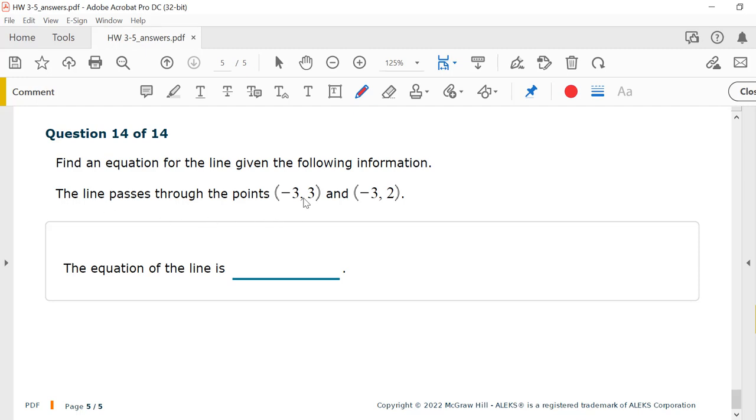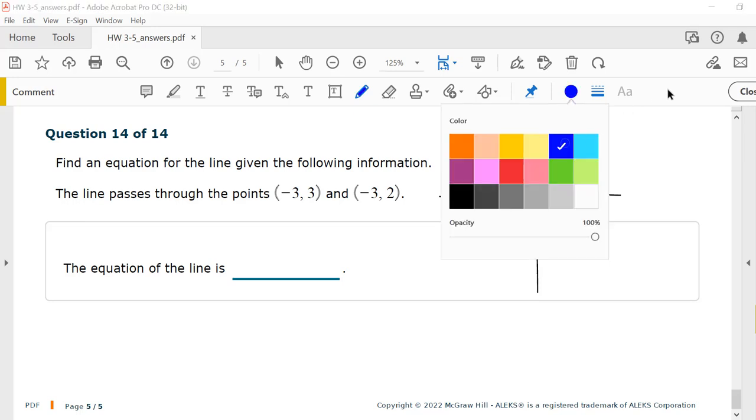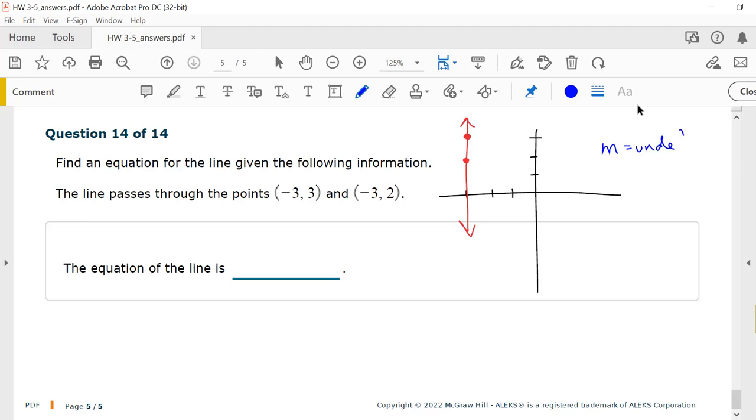Last question. The line passes through these 2 points, negative 3, 3, and negative 3, 2. I'm going to graph those real quick. Negative 3, 3, and negative 3, 2. Oh, look. This is another vertical line. Vertical lines have undefined slope. Just kind of throw that out there. The slope of that red line is undefined. But the equation of that red line is x equals negative 3.